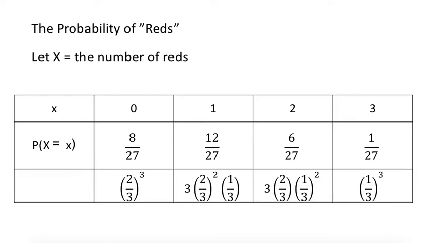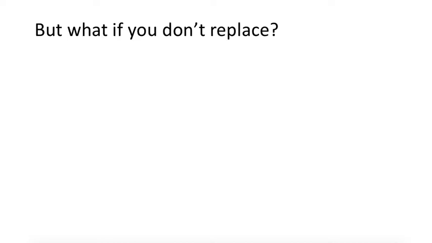Okay, now you're probably thinking, hey, this is a dumb game where I have to put the tokens back every time. Can't I just keep the tokens out? Do I have to replace them? What if I don't replace them? Well, you still use the same formula, but this time the probability changes every time.